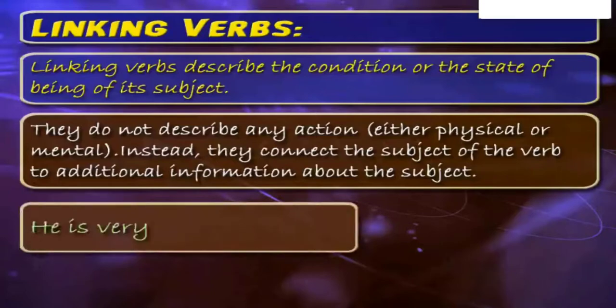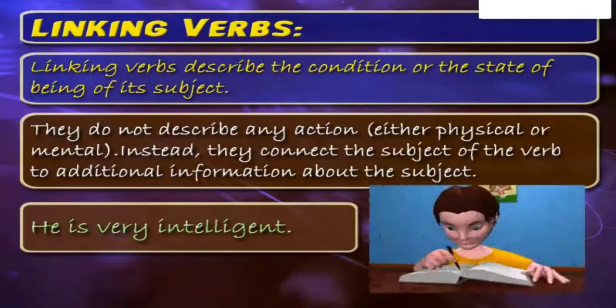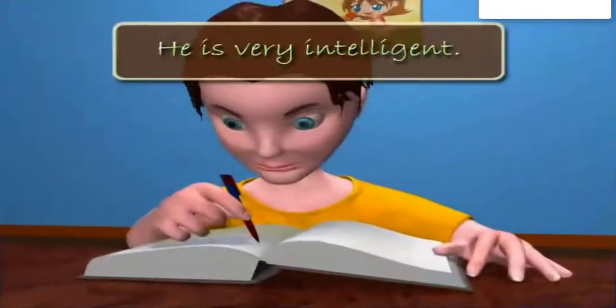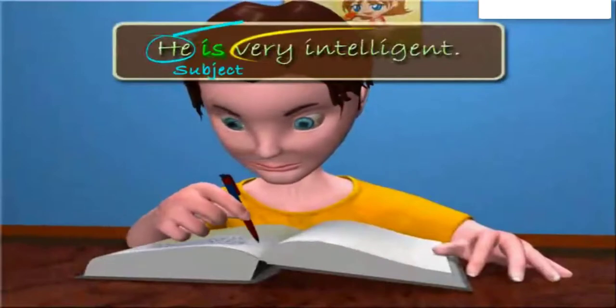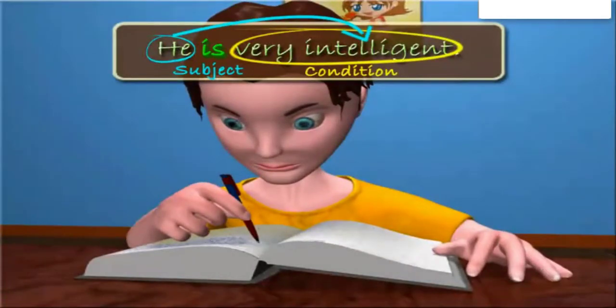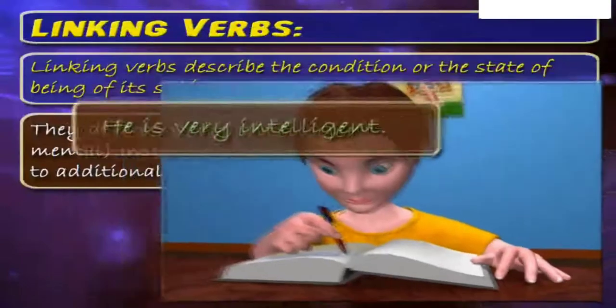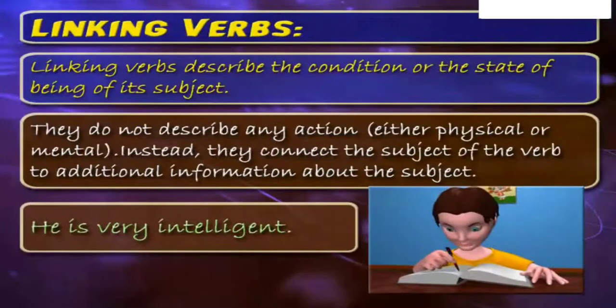He is very intelligent. Here, is links the subject he with the condition very intelligent. Hence, is being used as the linking verb in the sentence. It is very important to note that sometimes action verbs also behave like linking verbs.